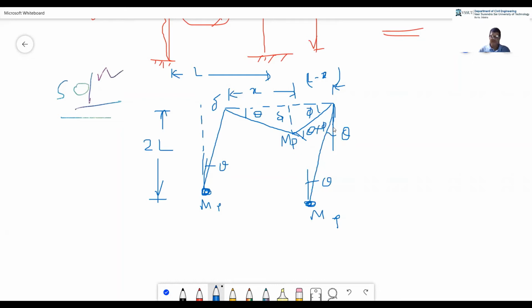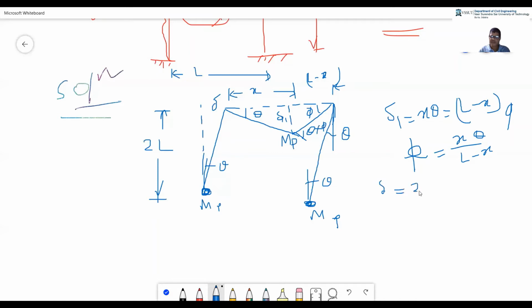Okay. Now, as I have told, delta 1 is equal to x theta, which is equal to L minus x into phi, right? So I can write phi in terms of theta. So phi is equal to x by L minus x theta. This is the first relationship. Here delta is equal to 2L into theta.